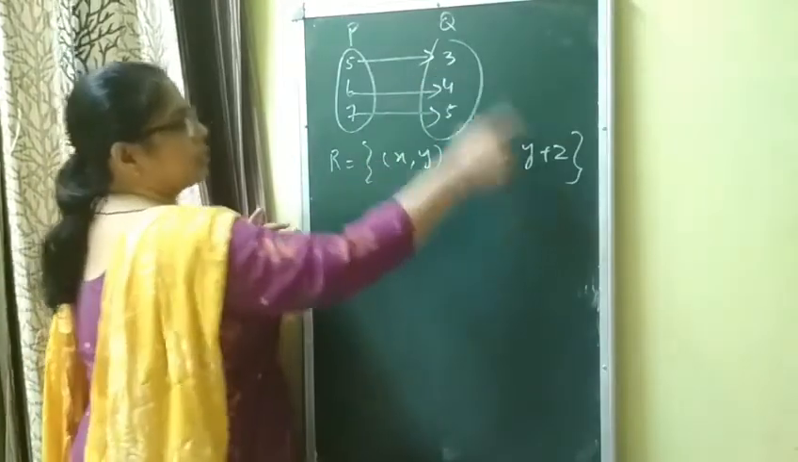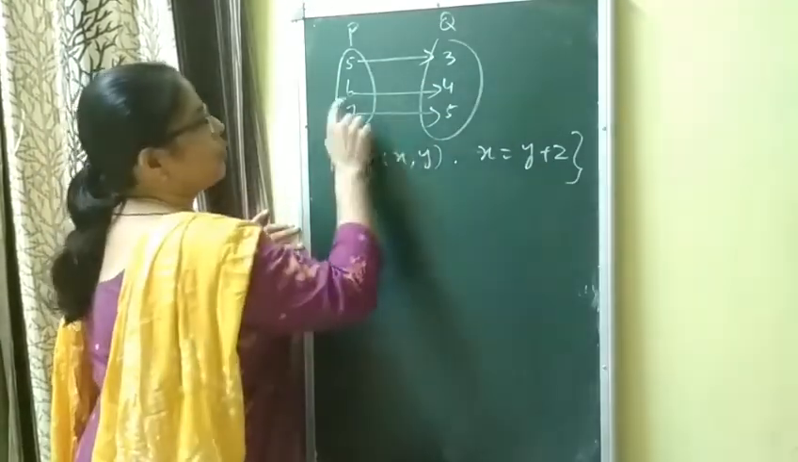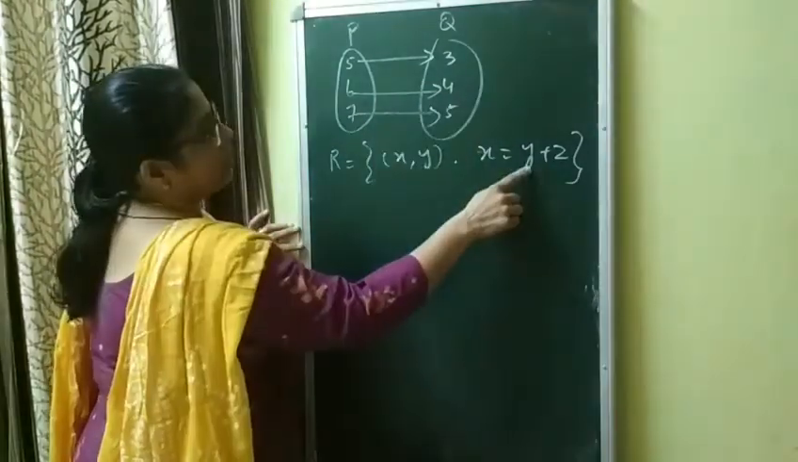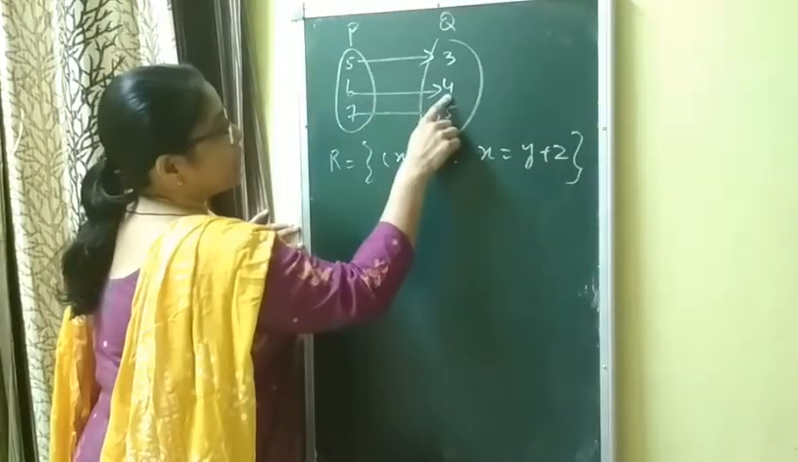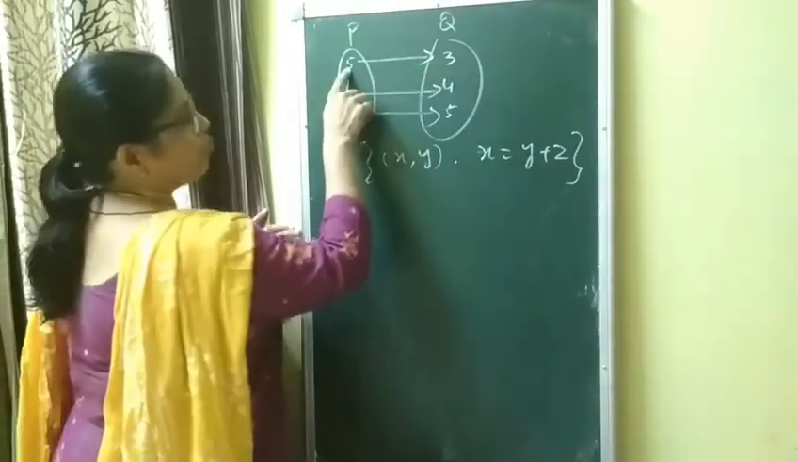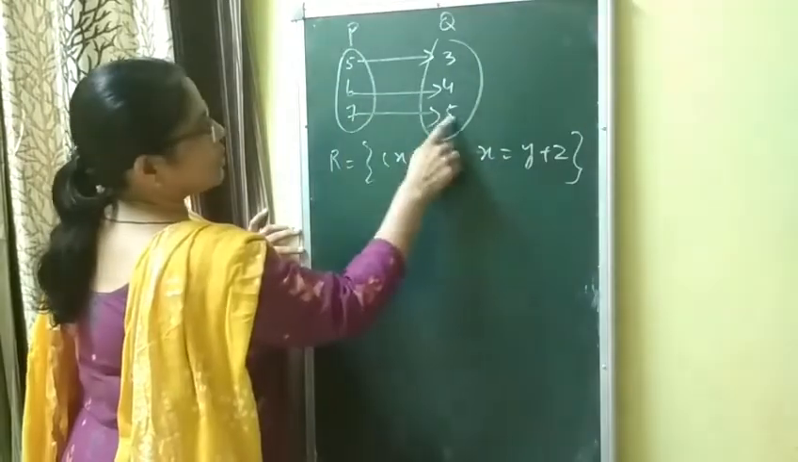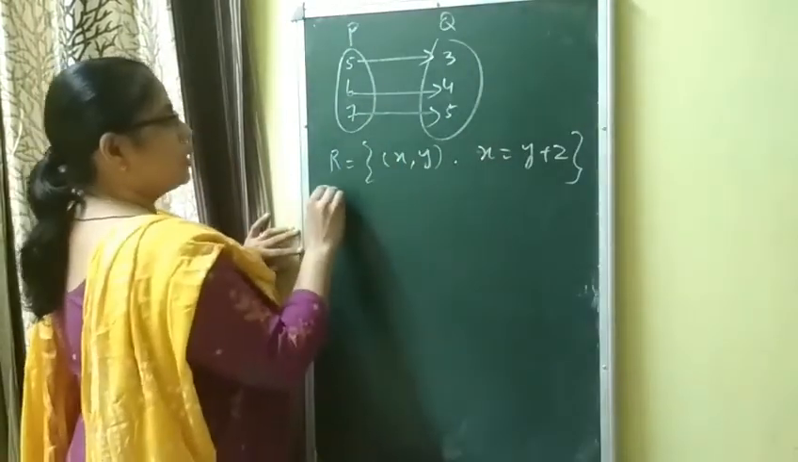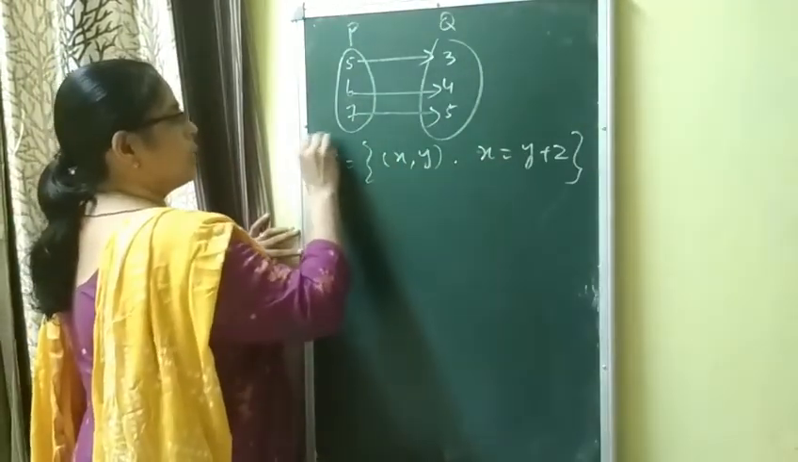देखिए 3 plus 2, 5 आ गया, 4 y को लेना है, वैल्यू x का वैल्यू y के साथ 2 more, 3 plus 2, 5 आ गया, 4 plus 2, 6 आ गया, 5 plus 2, 7 आ गया. Now this is the set builder form.